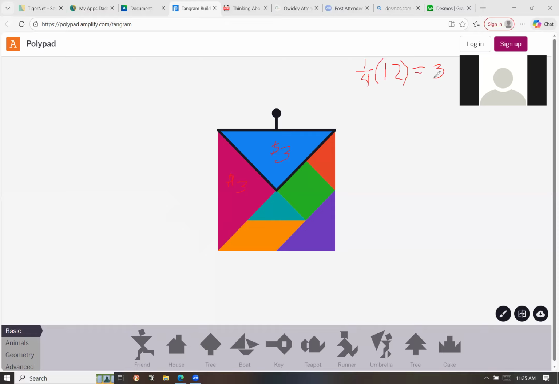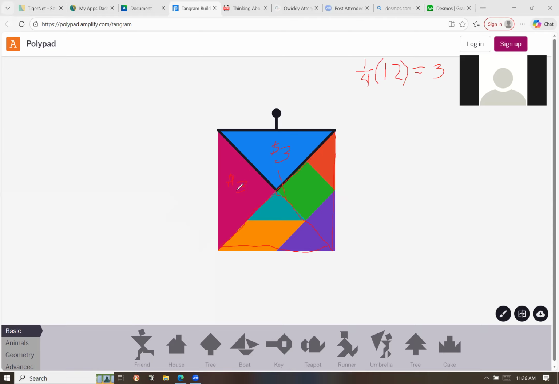Now we've got to figure out our other pieces. So I'm going to do a little bit of dragging here. First of all, we just saw that this big triangle here is the same as that big triangle. So that much of it is 3. If I just extend it down here, this big piece would also be $3. And this big one would also be $3.